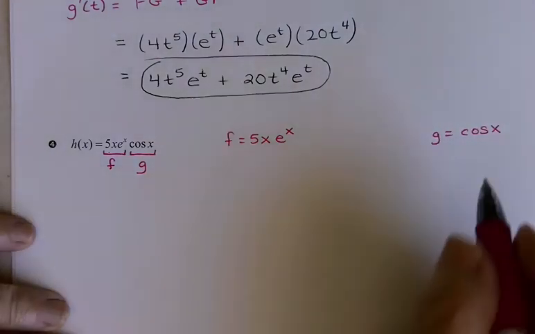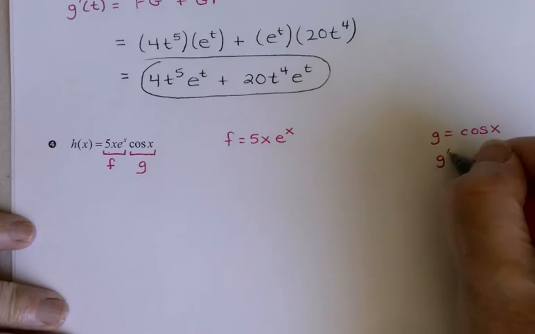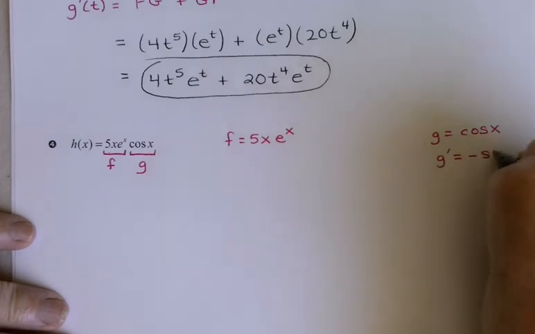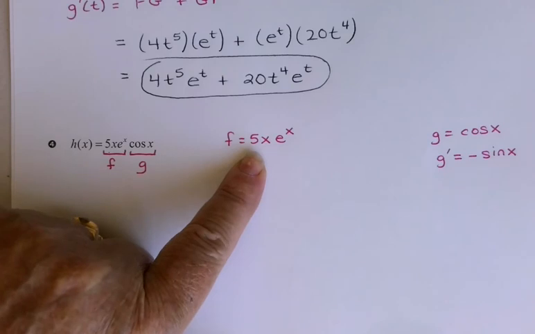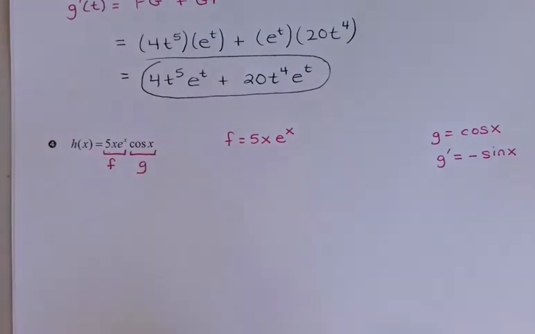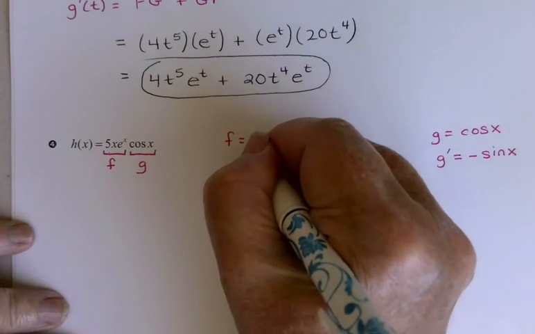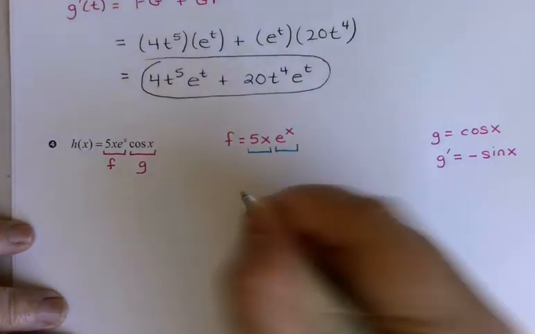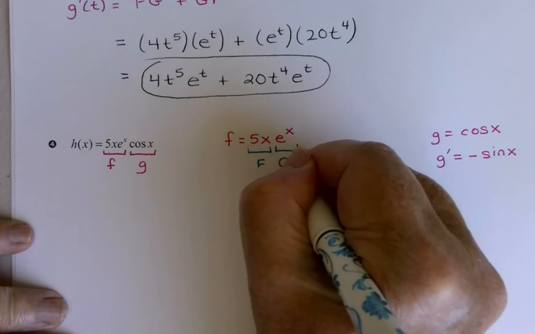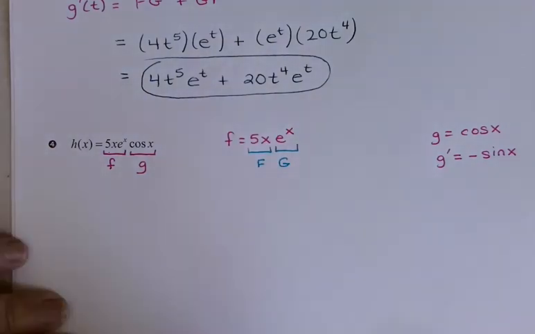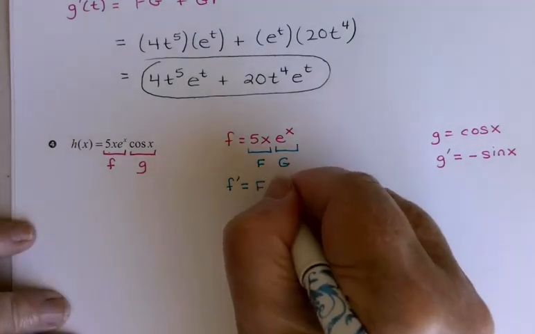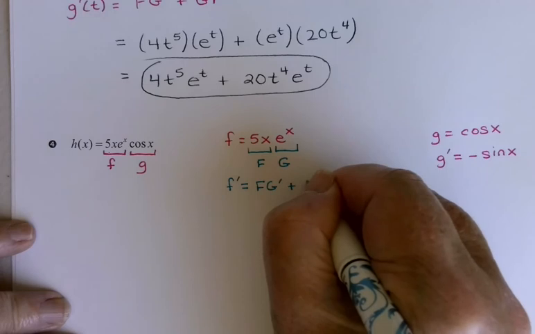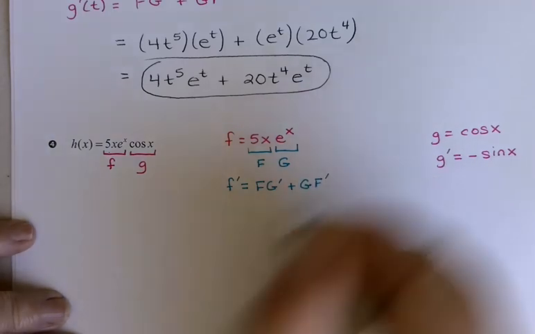Now, just because it's simpler, I'm actually going to start with g prime first. The derivative of cosine x would be the opposite of sine x. That one's simple and done. The problem with f is that it is itself another product. So I'm going to do my product within a product. I'm going to identify 2 factors here. And again, just to distinguish, let's call those capital F and capital G. And I'm going to say that little f prime would be capital F capital G prime plus capital G capital F prime.